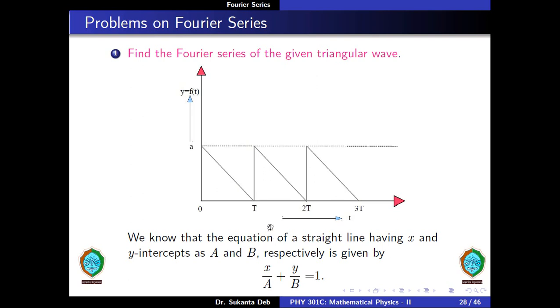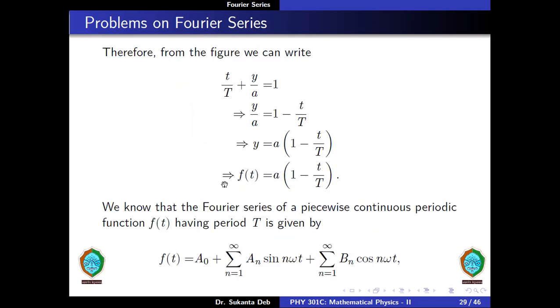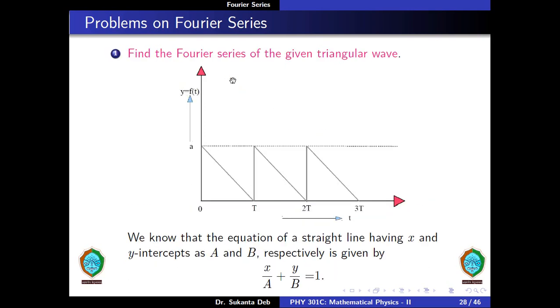First of all we have to find the value of the function f of t as a function of t, and for that we will apply a simple rule from coordinate geometry. We know that the equation of a straight line having x and y intercepts as capital A and capital B respectively is given by x by A plus y by B is equal to 1. Now if we apply this formula in our case, then we get t by capital T.